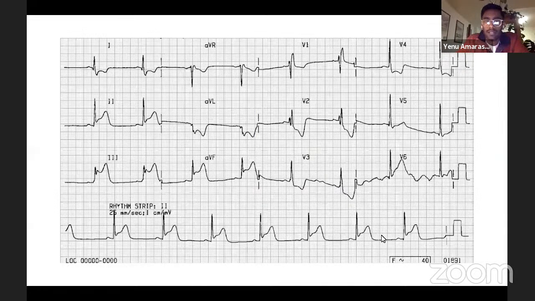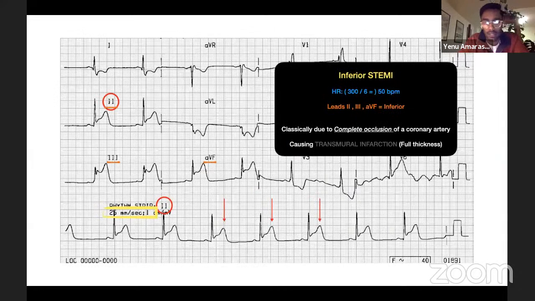Okay, so maybe you guys saw it, but if you didn't, it's inferior ST elevated MI. So inferior ST elevated myocardial infarction. The name's pretty direct in the sense that it explains that the ST segment is elevated due to a myocardial infarction. In terms of some clinical background, it's commonly due to a complete occlusion of the coronary arteries, so the vessels that supply blood and oxygenated blood to the heart.